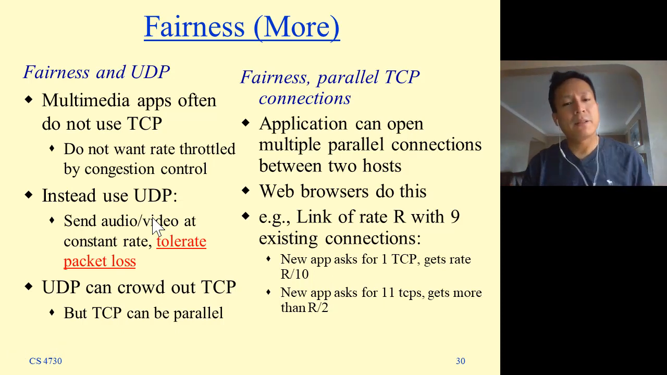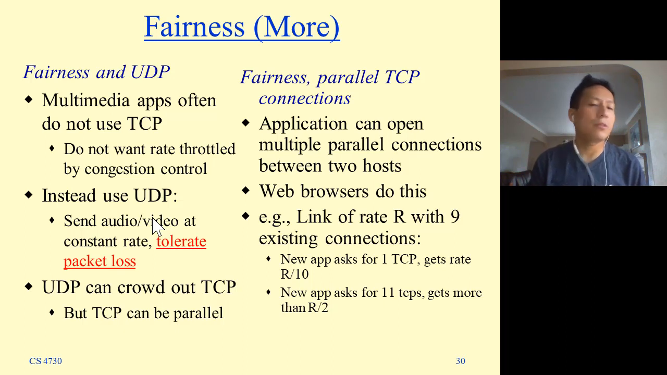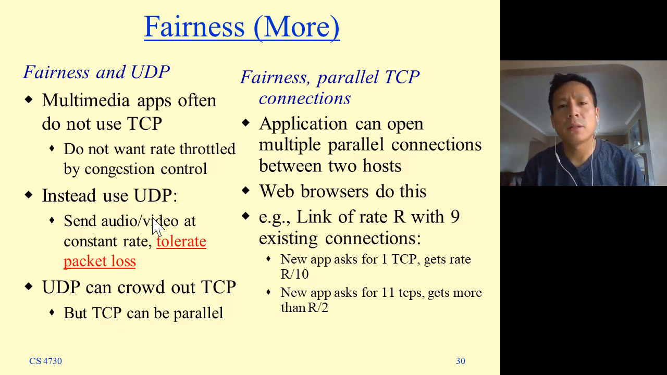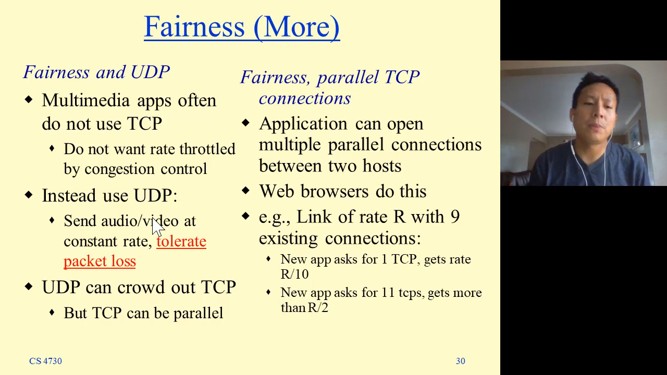If we put UDP and TCP together, that's exactly what happens on the internet, right? The internet has TCP traffic and UDP traffic, so where is the unfairness between TCP and UDP? As a matter of fact, UDP can always beat TCP because TCP has congestion control but UDP doesn't. So UDP is always aggressive, constantly.